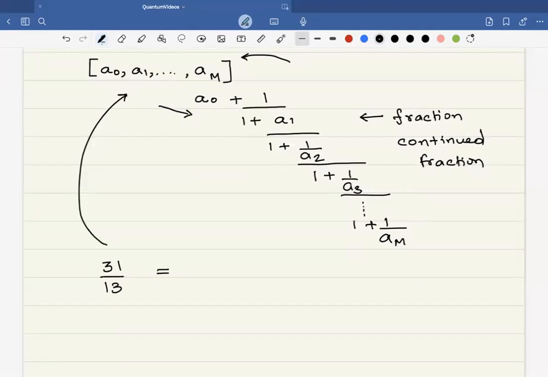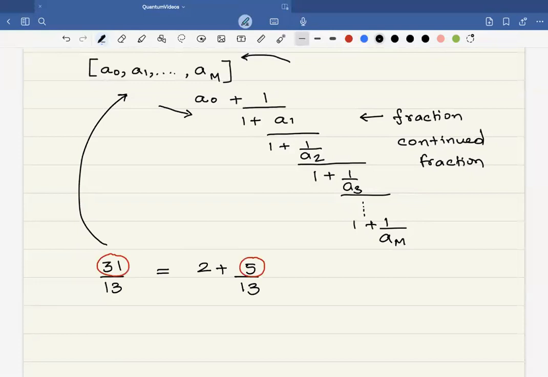You write 31 over 13 as the integer part plus the fractional part. This is 5 over 13. So that is the first step. This is the first numerator. So let me just circle this, highlight this. This is the first numerator. This will be the second numerator. So that is the first step.